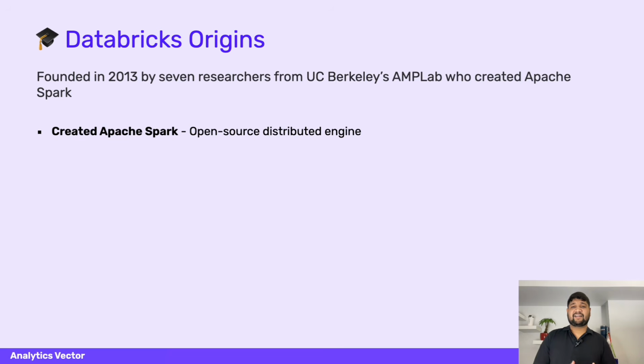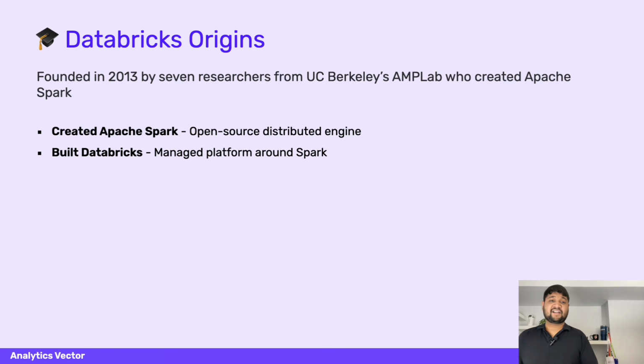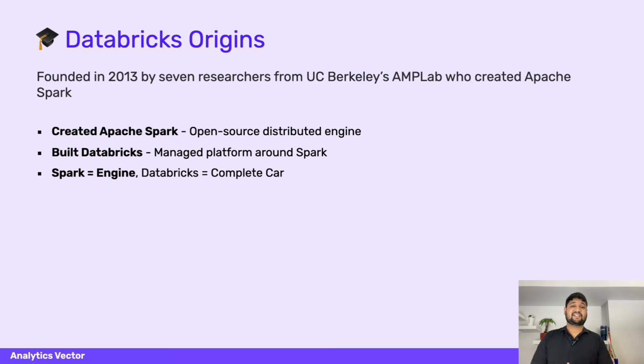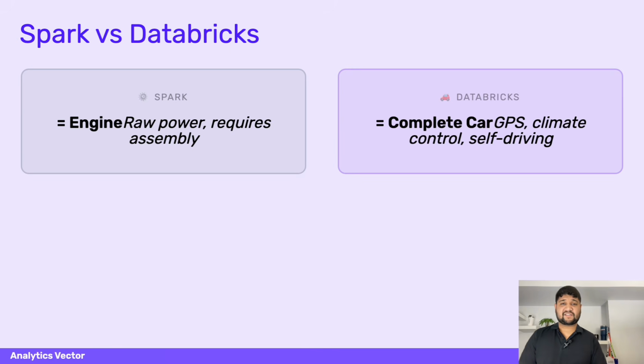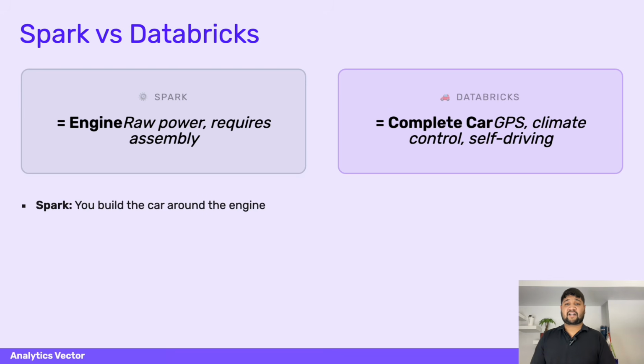And here's the key insight. The people who built Databricks are the same people who created Apache Spark. 7 researchers from UC Berkeley founded the company in 2013 after building Spark at the AMP Lab. They saw companies struggling to run Spark at scale, so they built a managed platform around it. Think of it this way: Spark is the engine, Databricks is the entire car, with GPS, climate control, and self-driving features. You could build the car yourself around the engine, but Databricks saves you years of work.